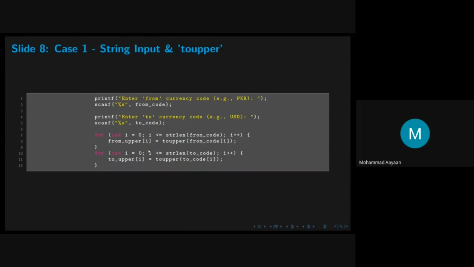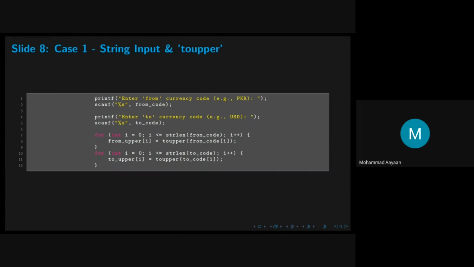This keeps our conversion strong and user friendly. Then we have slide 8, which is the string input and toupper. Now we take the two inputs, the from and to currency codes. Maybe the user types them in lowercase or mixed case. To make things easy, we loop through each character and change it to uppercase using toupper. This way, whether the user writes PKR in small case or capital case, the program will understand it perfectly.